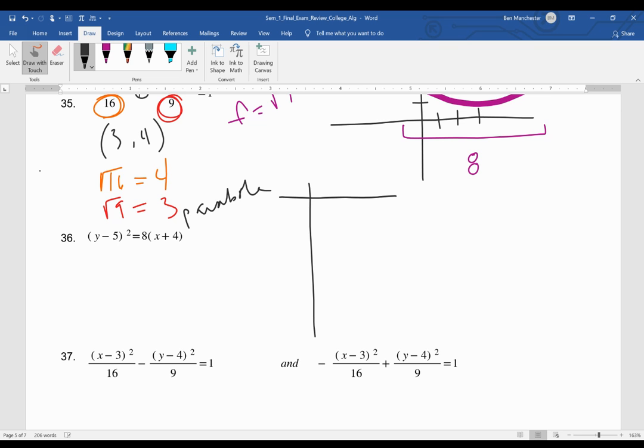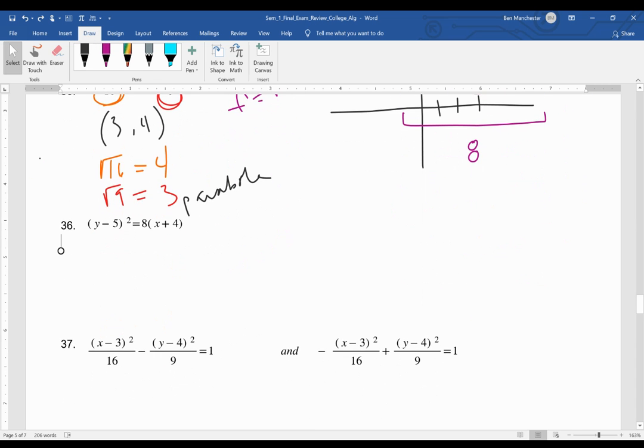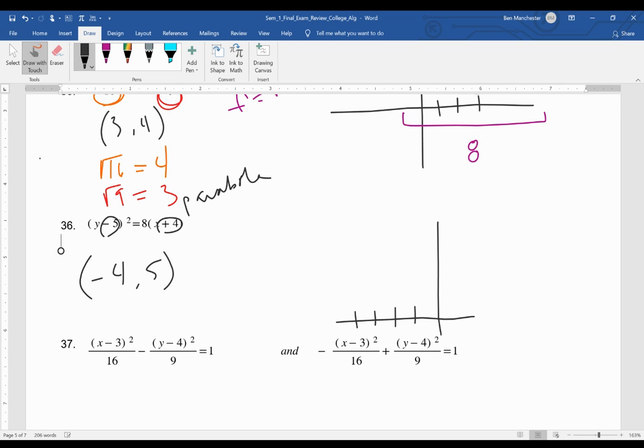So looking at the vertex, okay, our vertex comes from your x-coordinate and your y-coordinate. So let's see where those are. -4 and +5 are your vertex. So -4, +5, 1, 2, 3, 4, 1, 2, 3, 4, 5. Okay, because it's y squared, we know it's going to open to the left or to the right. And because 8 here is positive, we know it's going to open to the right.